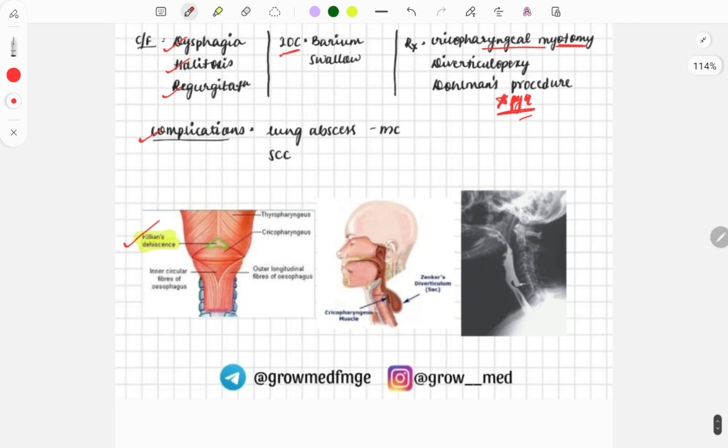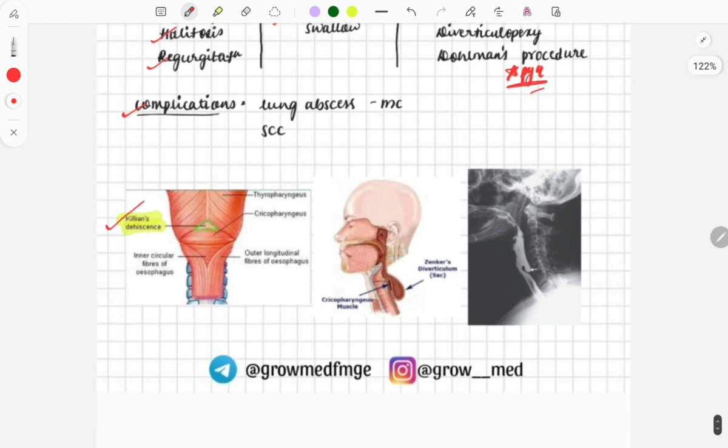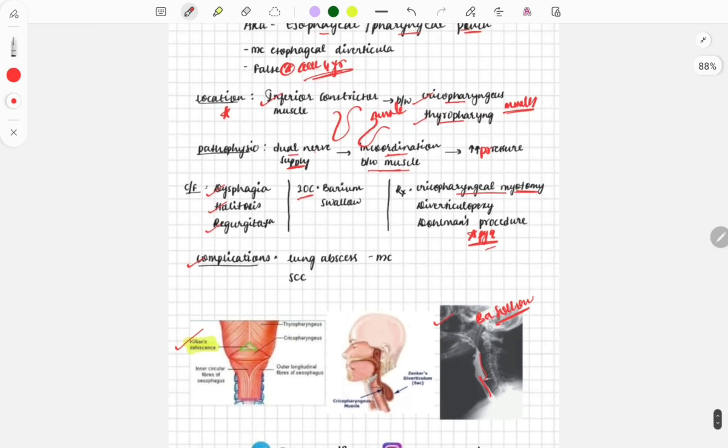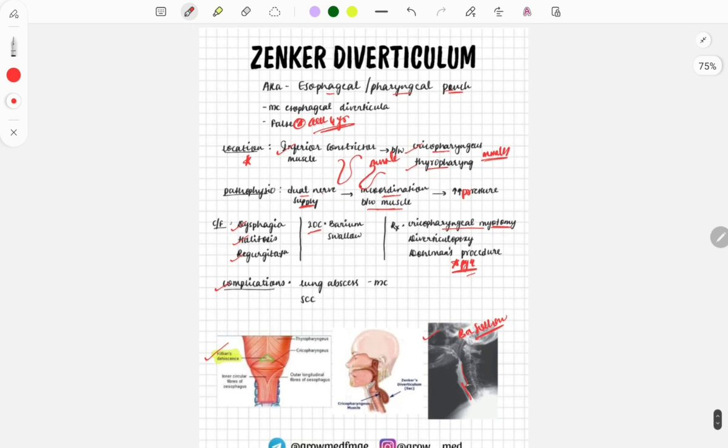ठीक है, तो this was about the Zenker diverticulum. This one is the radiographic finding seen. As you can see here, a pouch, and तो ये barium swallow की image है. So investigation of choice is the barium swallow. So that was all about the Zenker diverticulum, which you must know for the FMGE.